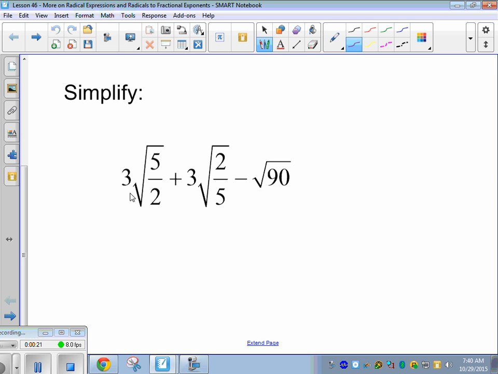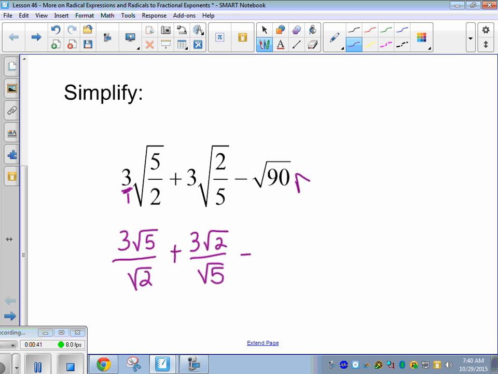So the first thing we want to do is the 3 goes in the top, right? And we just write this as the square root of 5 over the square root of 2. And then we're going to simplify this piece, square root of 2 over square root of 5. And let's start simplifying the square root of 90. So 90 is 9 times 10. And we can take out a what? Okay, square root of 9 is 3, and that 10 stays inside.